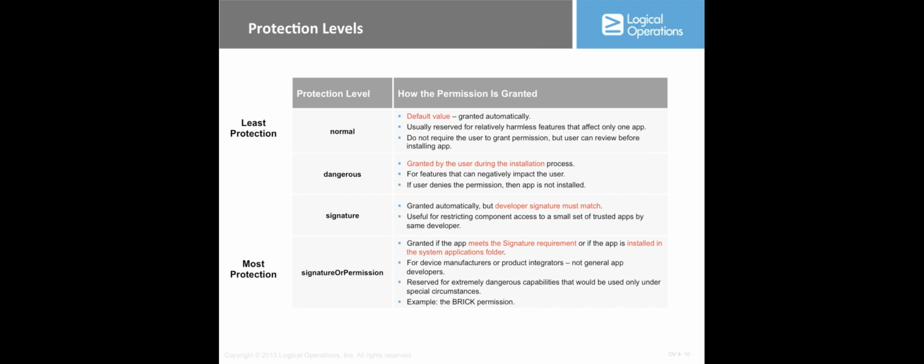So here are your four different protection levels. As we indicated, normal is the default value. Anyone that says hi, you're going to say hi back. Dangerous is granted by the user during installation. So that's one that kind of matches the definition, right?